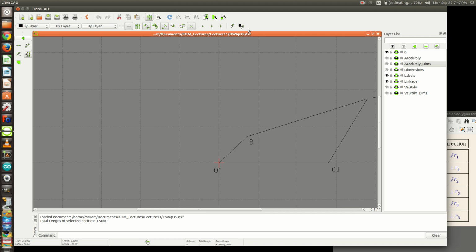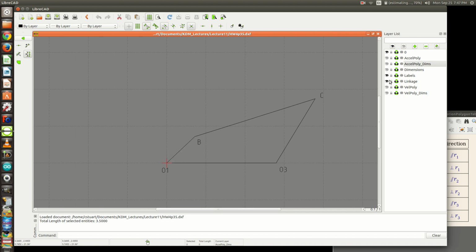Good evening, everyone. This is a quick run-through of homework problem 4.35 for kinematics and dynamics of machines. This particular homework problem describes a 4-bar link, which you can see on the screen.